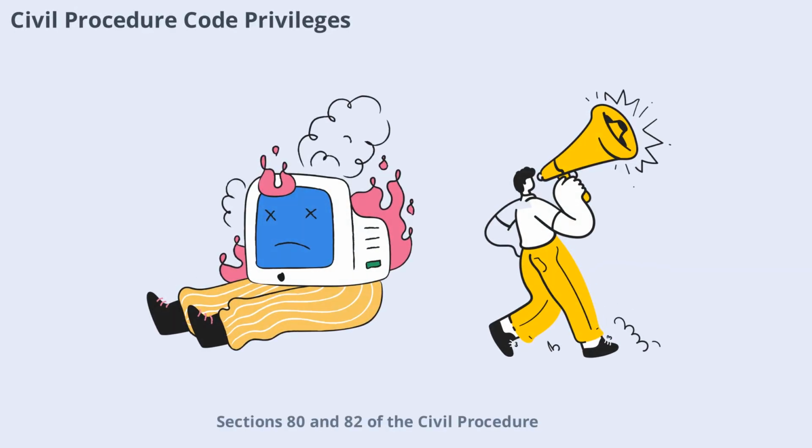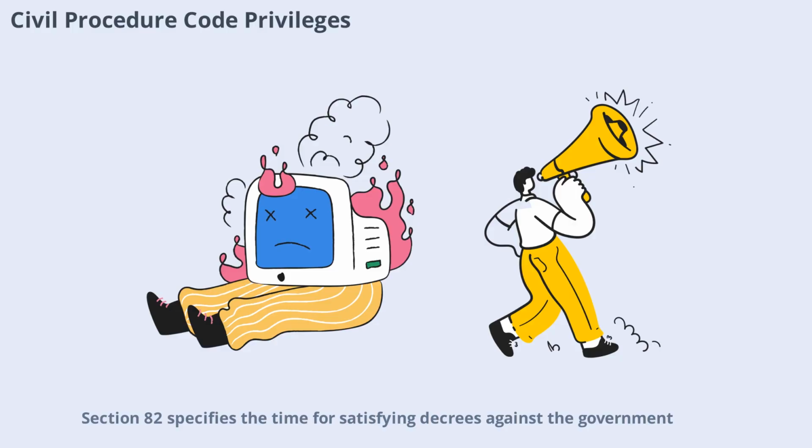Sections 80 and 82 of the Civil Procedure Code provide special procedures for suits against the government. Section 80 requires a 2-month notice before suing the government or a public officer, allowing time for settlement. Section 82 specifies the time for satisfying decrees against the government. These provisions aim to balance administrative efficiency with individual rights.